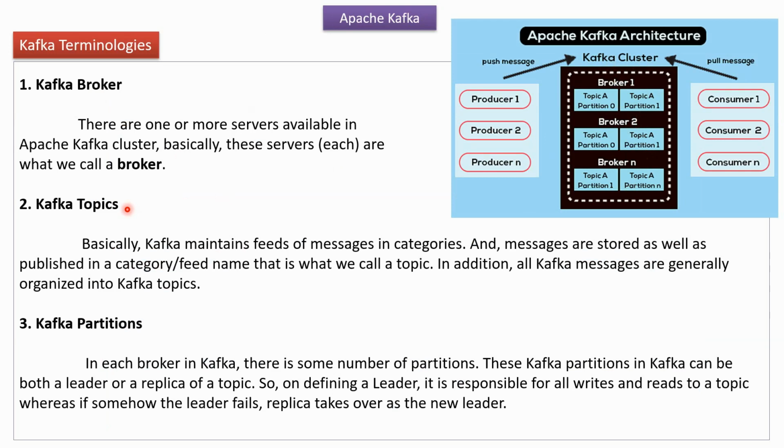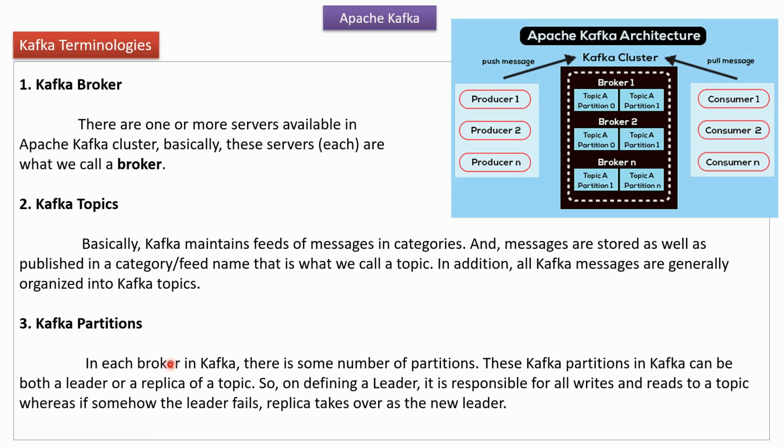And Kafka topics. Basically, Kafka maintains a feed of messages in categories, and messages are stored as well as published in a category, and this category is called a topic. In addition, all Kafka messages are generally organized into Kafka topics. In a real-time example, suppose the topic name is fruits, then all fruits-related messages will be stored in the fruits topic. And if the topic name is animal, then all animal-related messages will be stored in the animal topic.